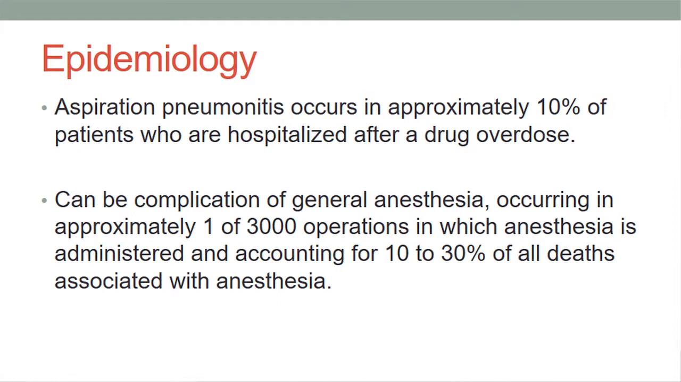Aspiration pneumonitis occurs in approximately 10% of patients who are hospitalized after a drug overdose. It can be a complication of general anesthesia. We see this less often now, but it occurs in approximately 1 in every 3,000 operations, more likely to occur in emergency surgeries versus lower risk elective procedures, and can account for 10 to 30% of deaths associated with anesthesia. And up to 64% of patients who do aspirate during anesthesia usually have no clinical or radiographic abnormalities develop.